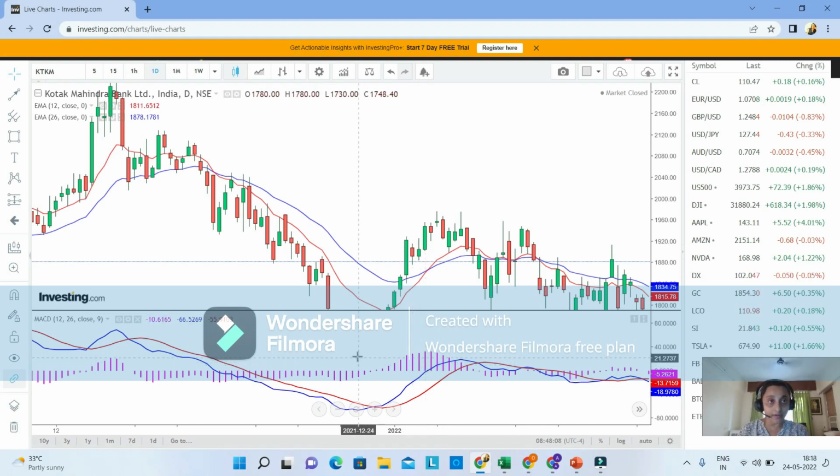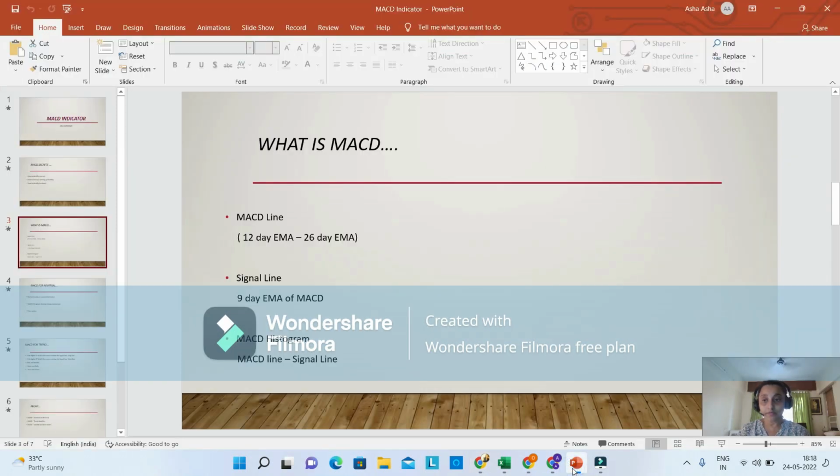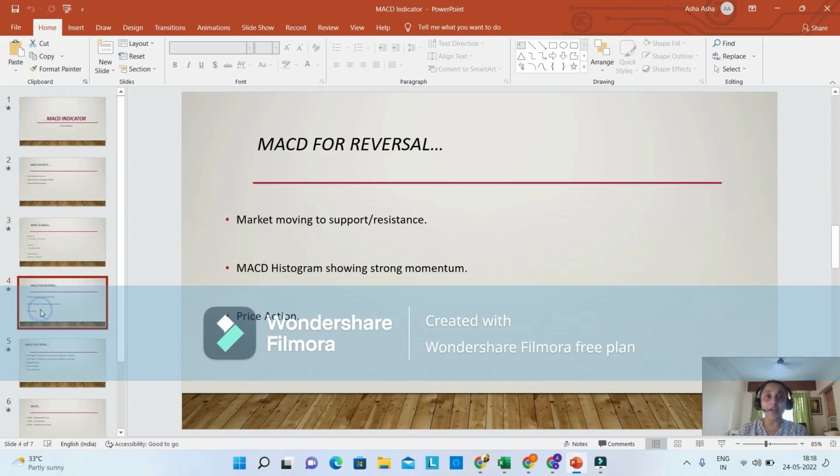So here in investing.com, these are just lines, small lines that are there. So this is the histogram, and the histogram is nothing but the difference between these two. Clear till here? Got it? These are the components of MACD. Okay. Now let's go and understand how MACD helps us.